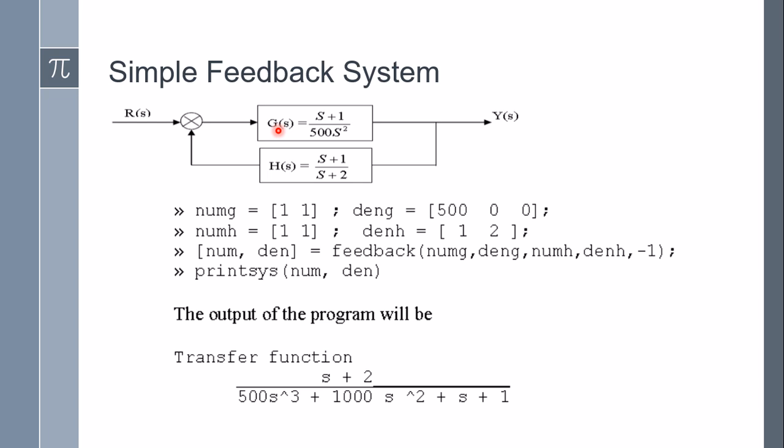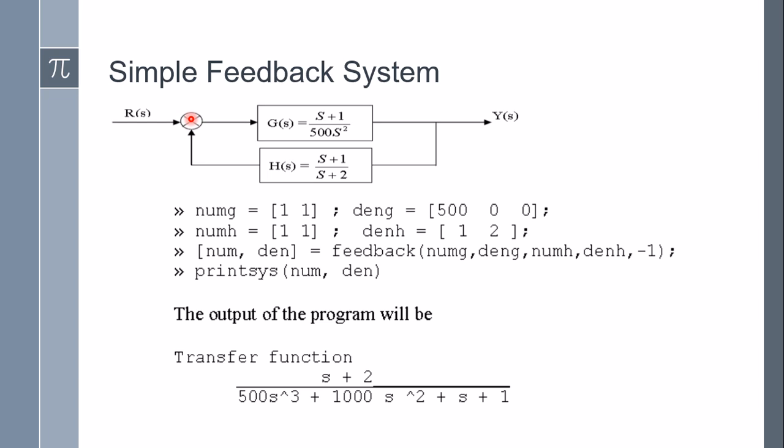In order to differentiate the forward gain and the feedback gain, the terms are represented with the letters G of S for the forward path and H of S for the feedback path. And this is the summing point where the signals are combined, that is, two signals are combined. Here R of S is your input signal, and the other signal is nothing but the output of the feedback block. According to the signal polarity, the signals will be combined. It is also called the summing point or the error detector.